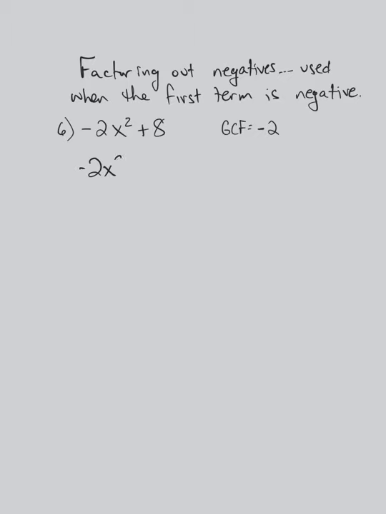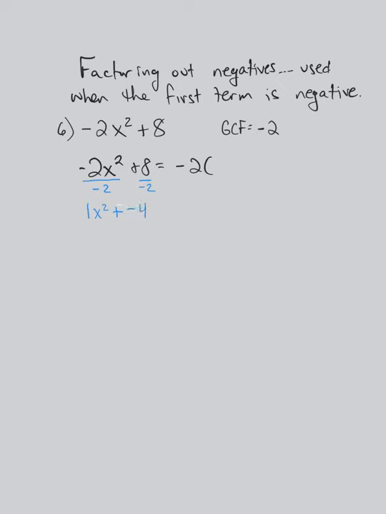So rewrite the problem, write the GCF out front with parentheses, and then to figure out what gets left inside, we just divide each term by negative 2. Okay, like that. And so here we have negative 2 divided by negative 2. So that's two negatives. It makes a positive. And so we get positive 1x squared. All right. And then plus, now here we have 8 divided by negative 2. That's a positive divided by a negative. So our answer is going to come out negative 4, like that.